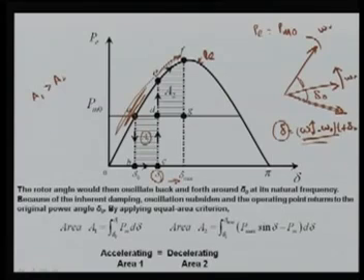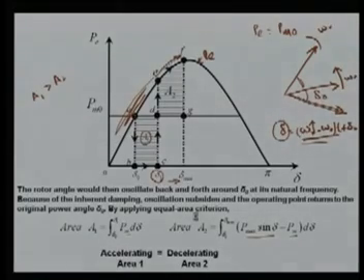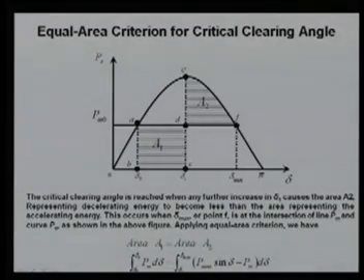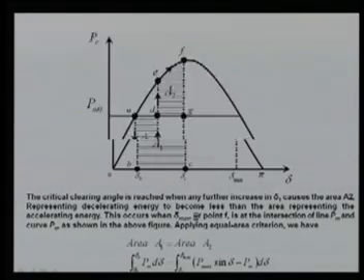So by applying the equal area criterion, this area A1 is the integration from delta naught to delta 1 of PM, minus this 0, so PM d delta. And area A2 is the integration from delta 1 to delta max of PE minus PM d delta, meaning accelerating area 1 will be equal to decelerating area 2. Now you can see how much you can move ahead.